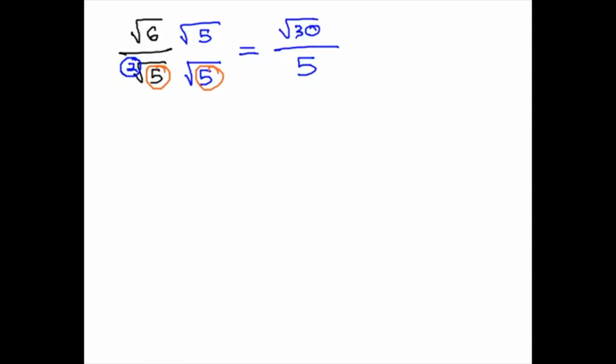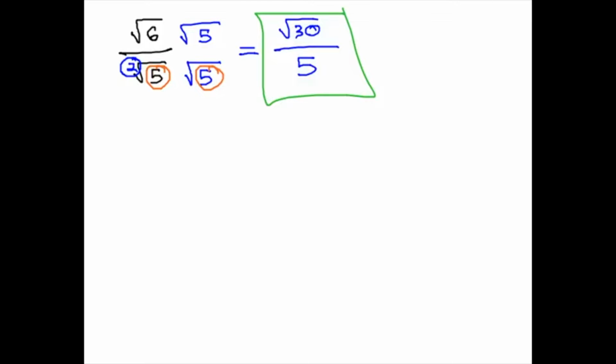We'll always want to check to see if we can reduce the 30. 30 factors to 3 times 10, and 10 is 2 times 5. And because there's no pairs, the 30 can't reduce. So our final answer, rationalized denominator, is root 30 over 5.